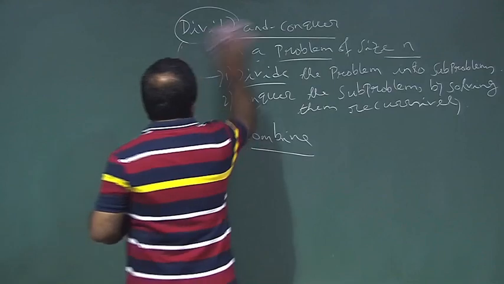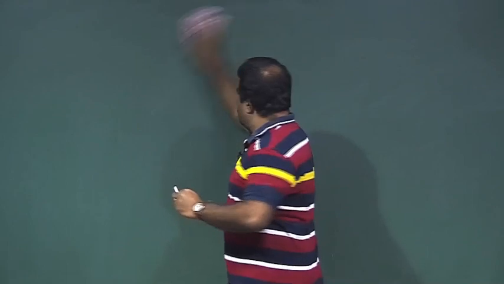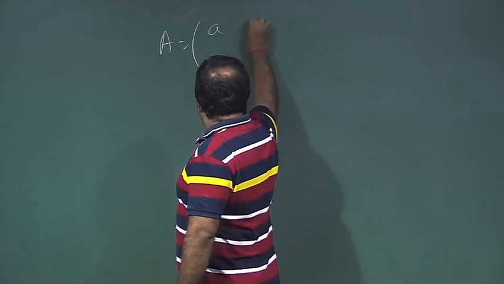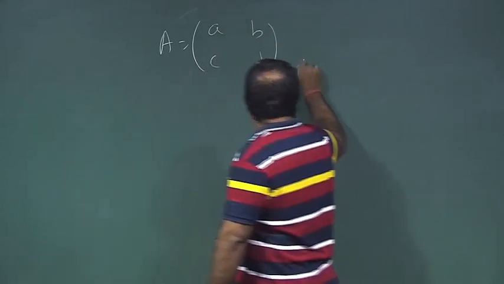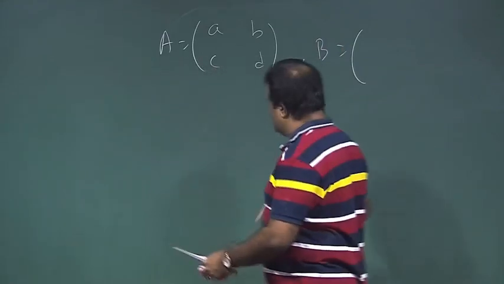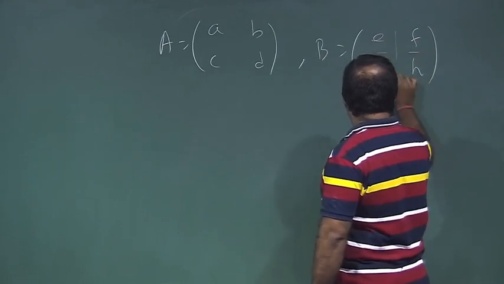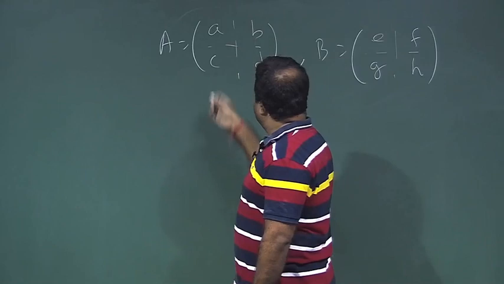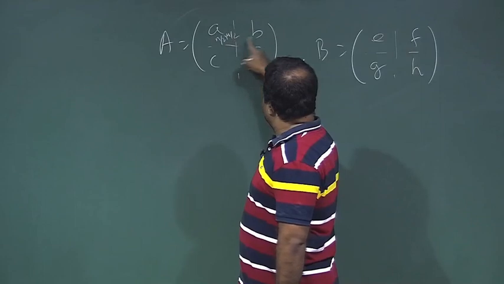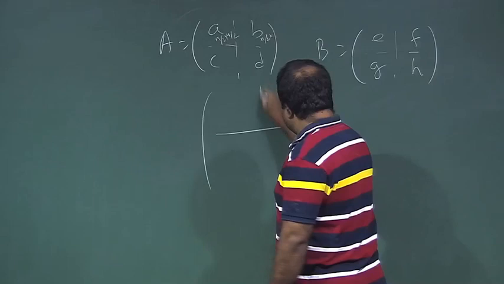For that, let us write the matrices in terms of sub matrices. We have 2 matrices A and B. We write matrix A as A B C D and matrix B as E F G H. These are sub matrices, all of size n by 2 cross n by 2. So, if we have a big matrix, we just partition it into 4 parts.